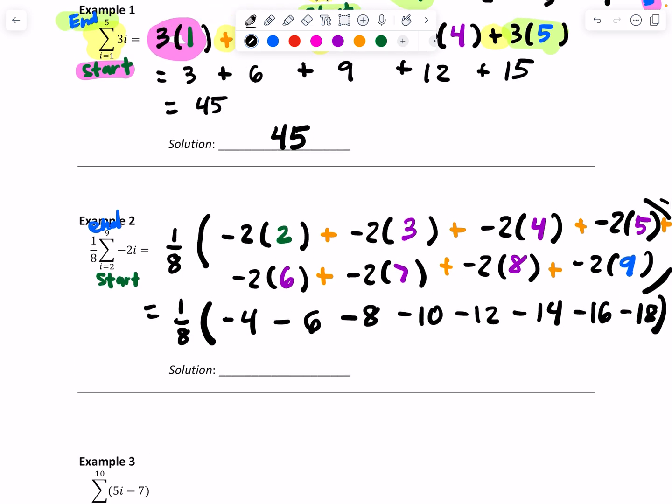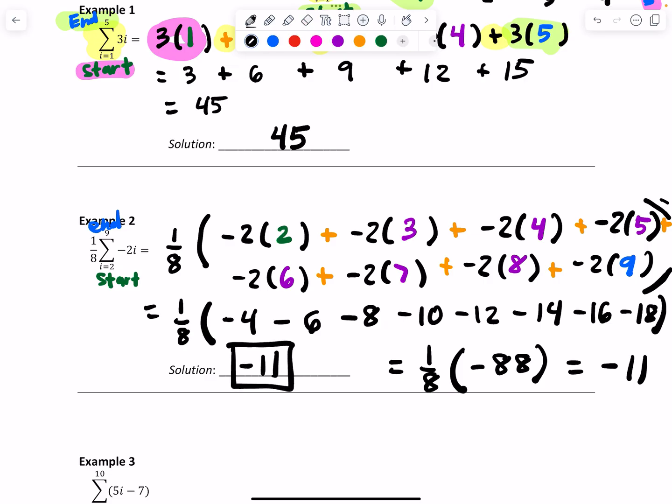Okay, so if I add those, negative 4, minus 6, minus 8, minus 10, minus 12, minus 14, minus 16, minus 18, I'm going to get 1/8, copying it down, times negative 88. And that is negative 11. So that's my solution. My solution is negative 11. In the very end, I multiply it by the 1/8.